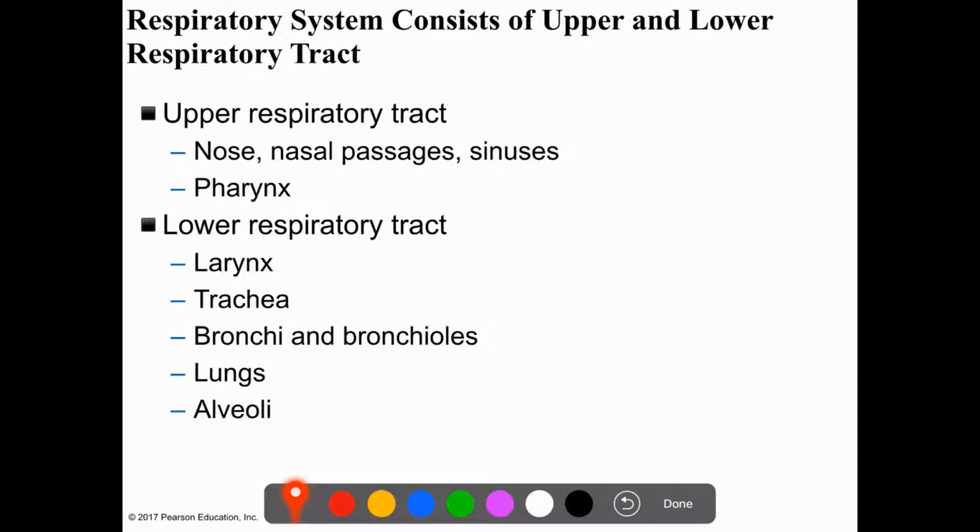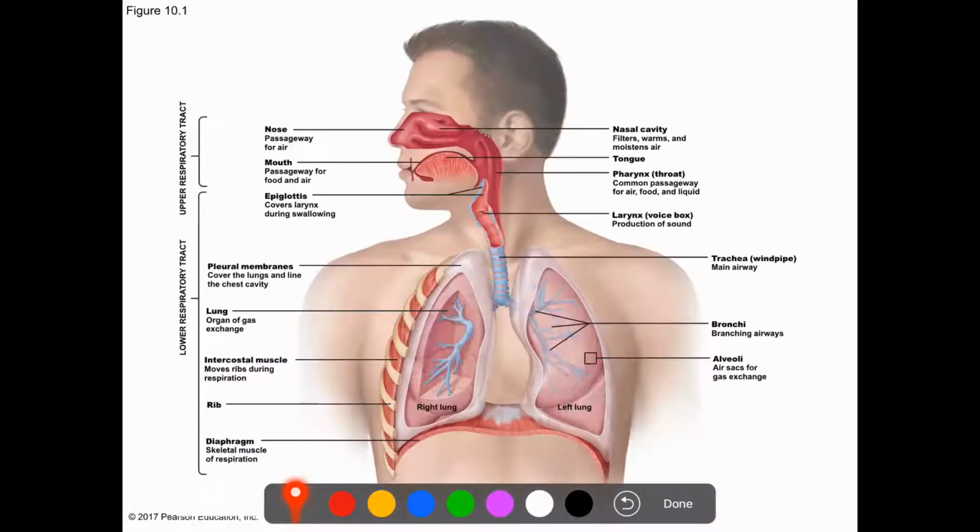It consists of upper respiratory tract, which is nose, nasal passages, sinuses, and the pharynx. And we have the lower respiratory tract: larynx, trachea, bronchi and bronchioles, lungs, and the alveoli. We'll very quickly go through the upper part. This is the upper part, and this is the lower respiratory. This is the upper respiratory.